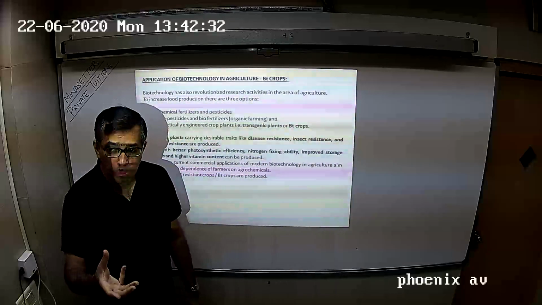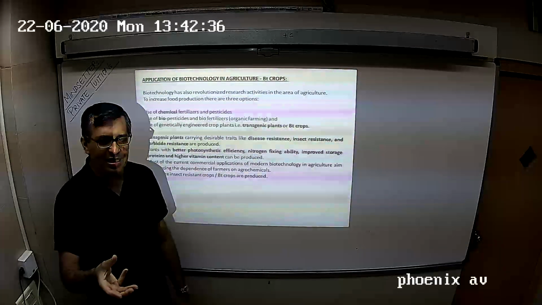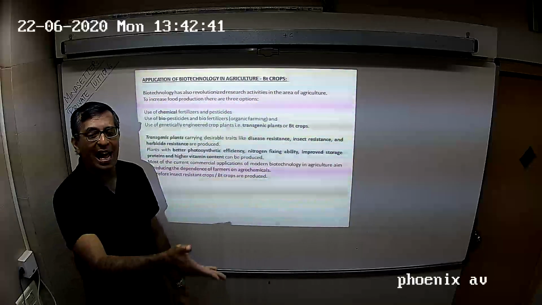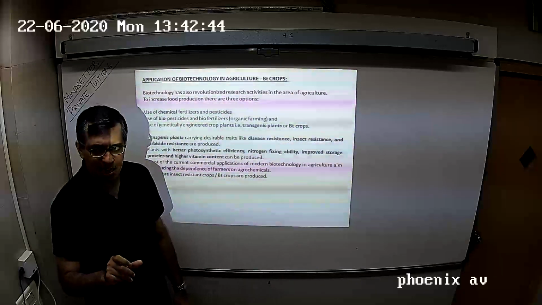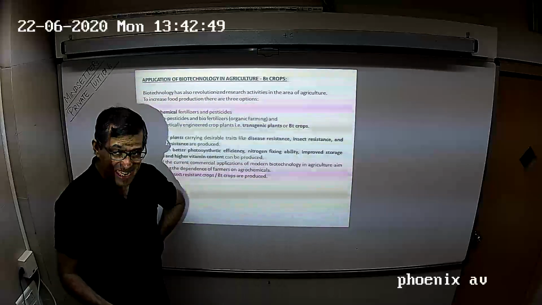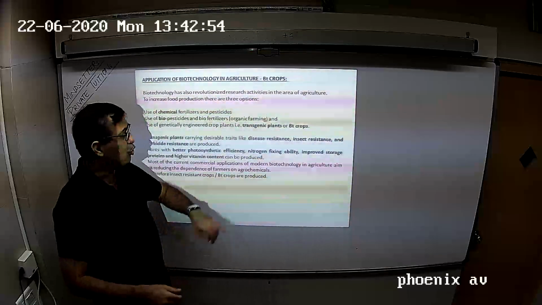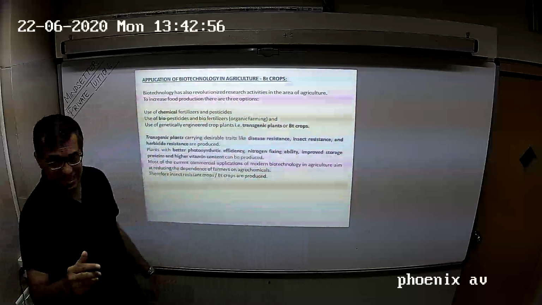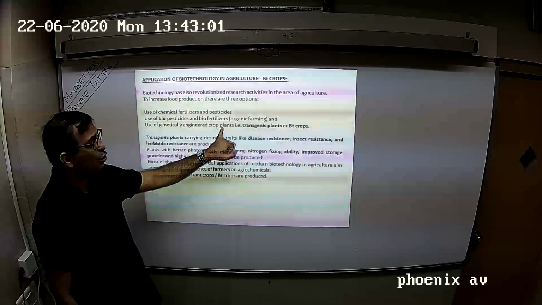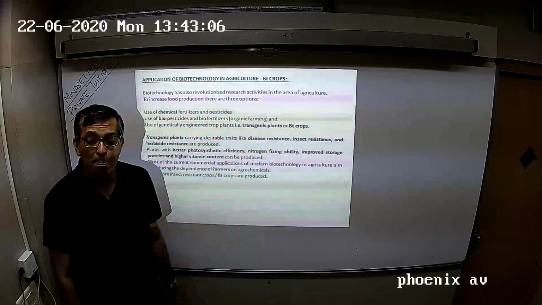So use compost. Use products of fields which are made into pesticides and fertilizers. Do farming with that, which is called organic farming. So no artificial pesticides or herbicides or fertilizers are used. We use natural compost or other organic fertilizers, which is called organic farming. And nowadays we have an excellent logic, use genetically engineered crop plants which are called transgenic plants or BT crops.